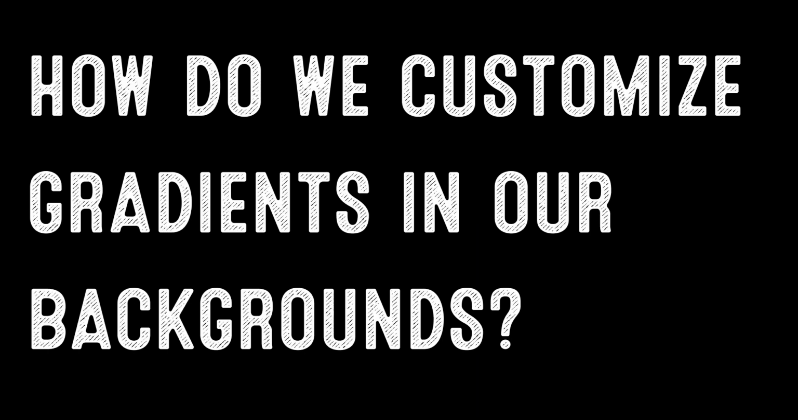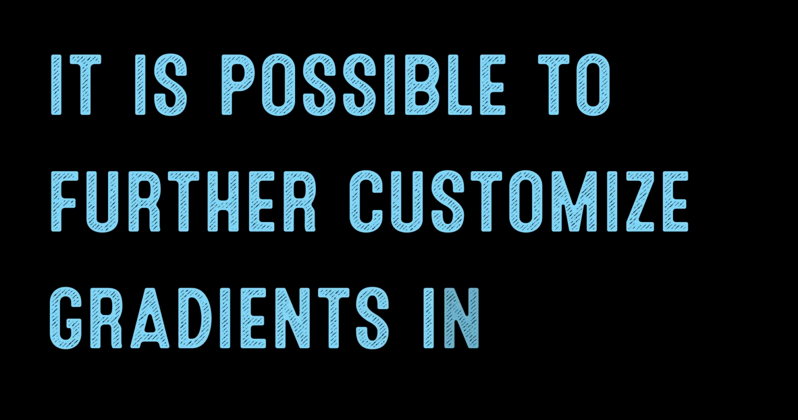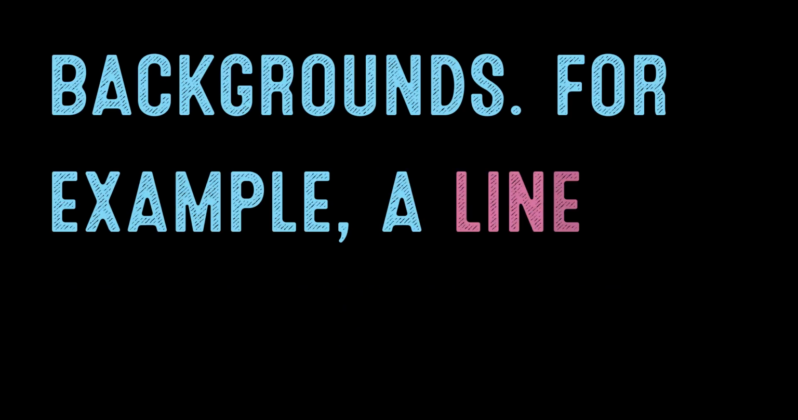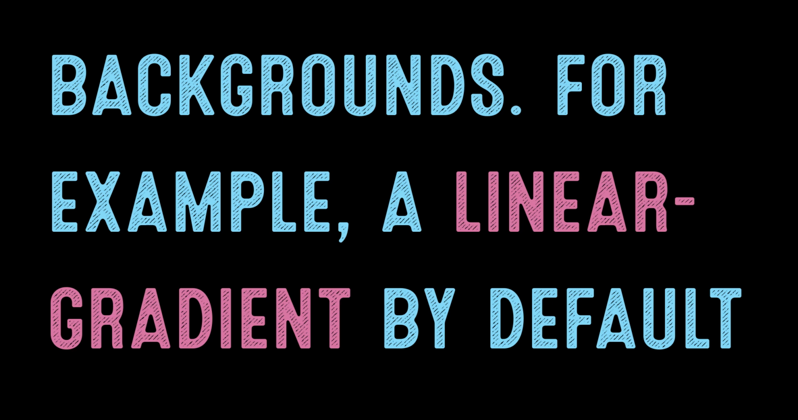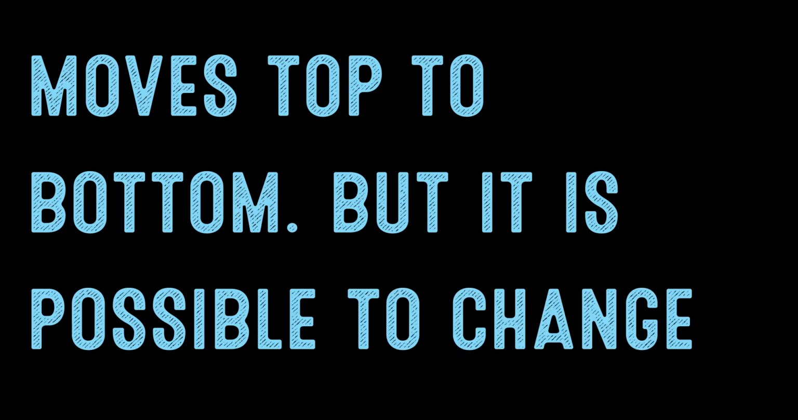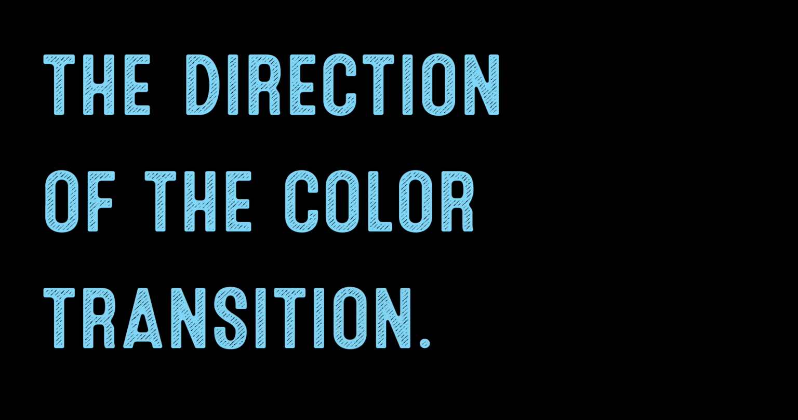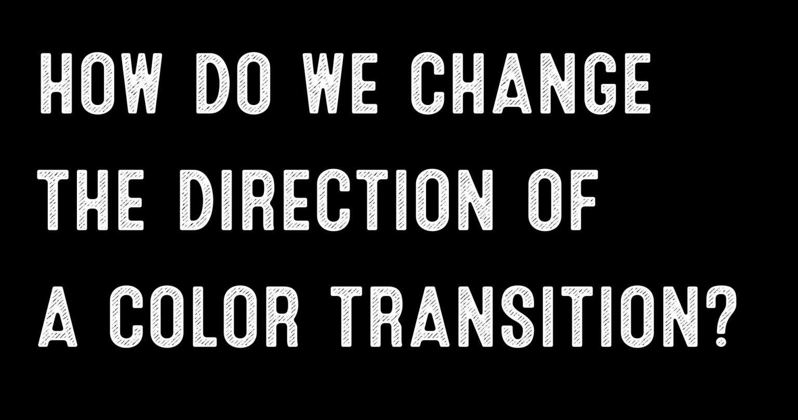The weekly code quiz. How do we customize gradients in our backgrounds? It is possible to further customize gradients in our backgrounds. For example, a linear gradient by default moves top to bottom, but it is possible to change the direction of the color transition. How do we change the direction of a color transition?